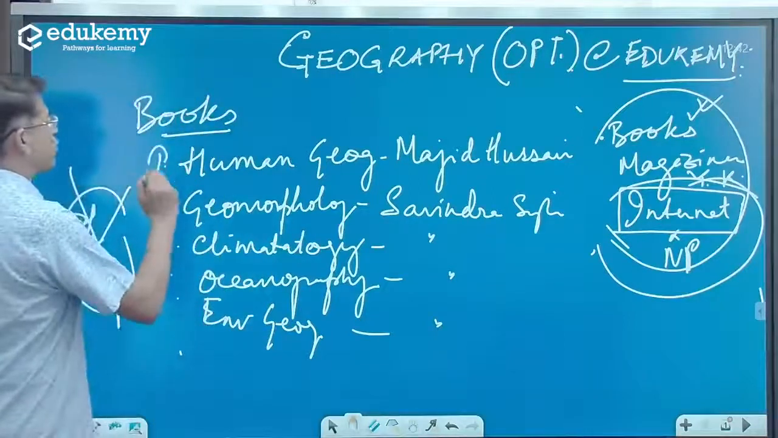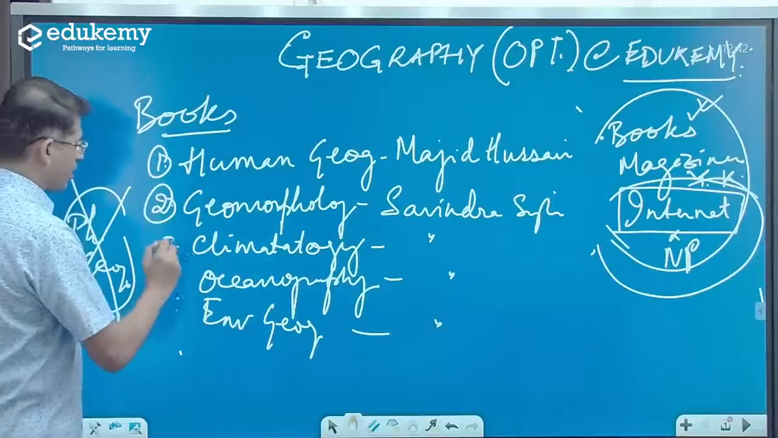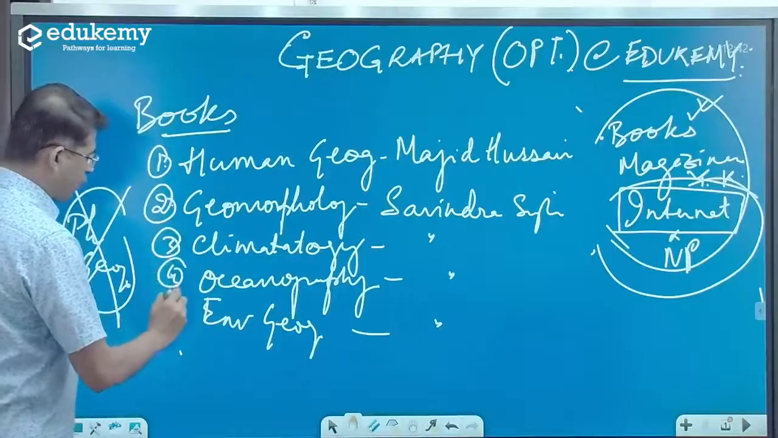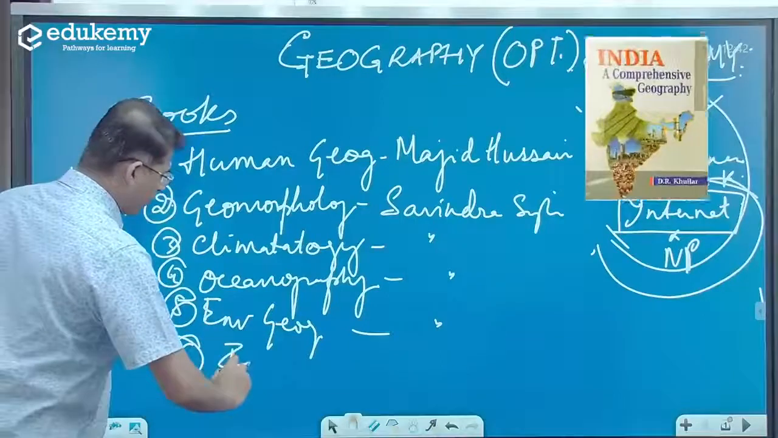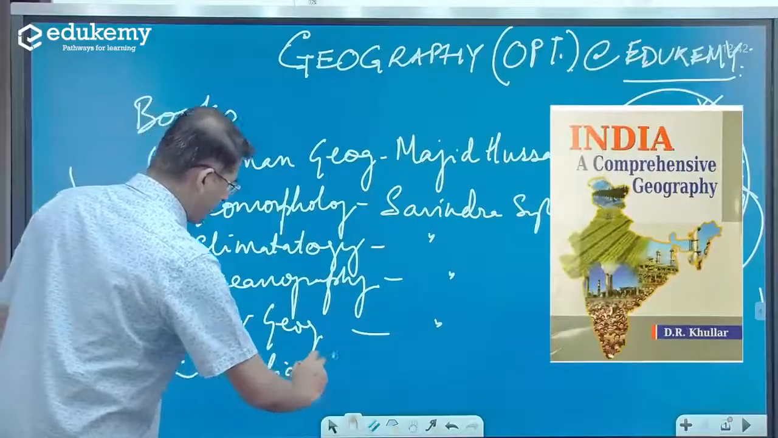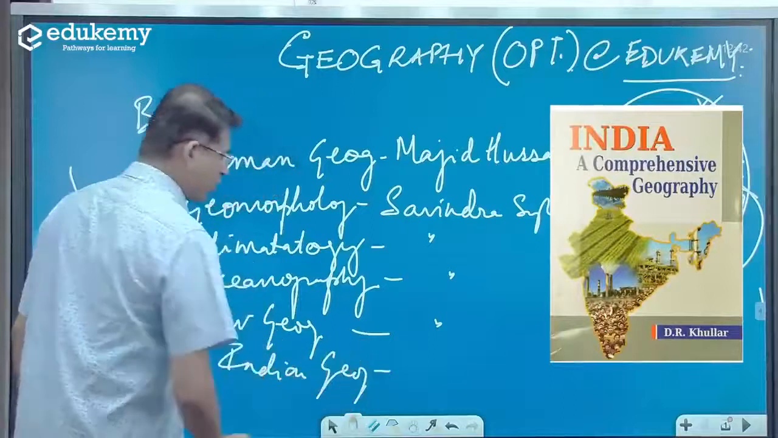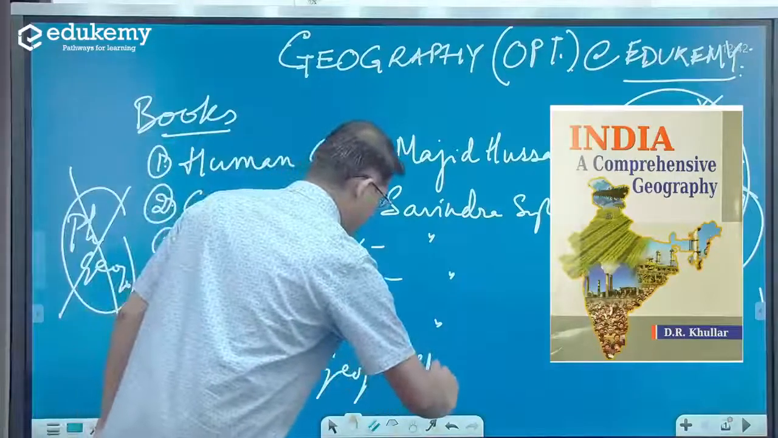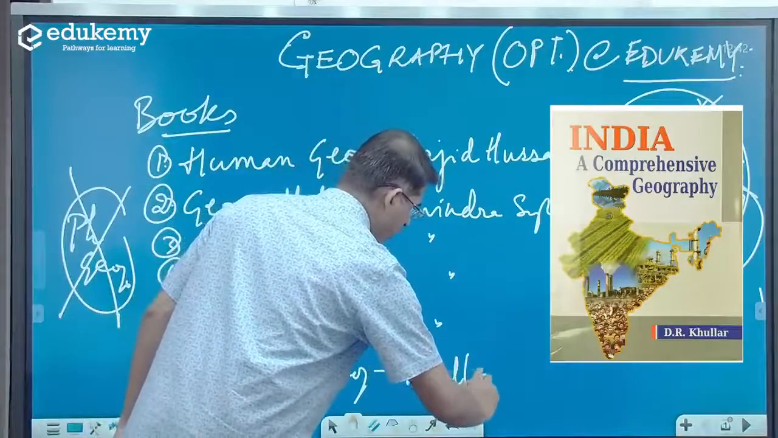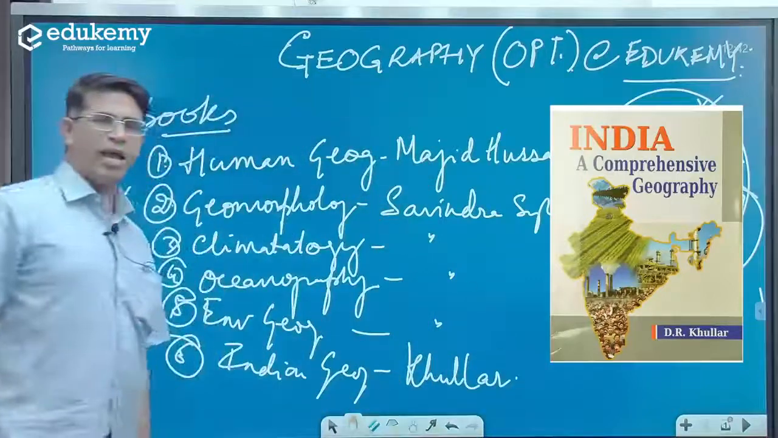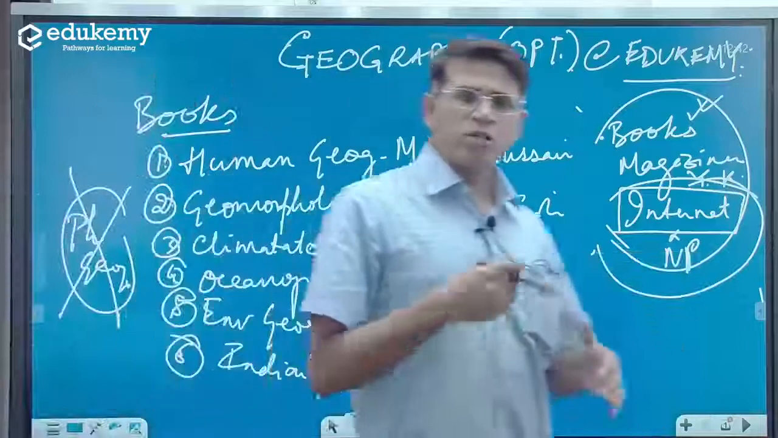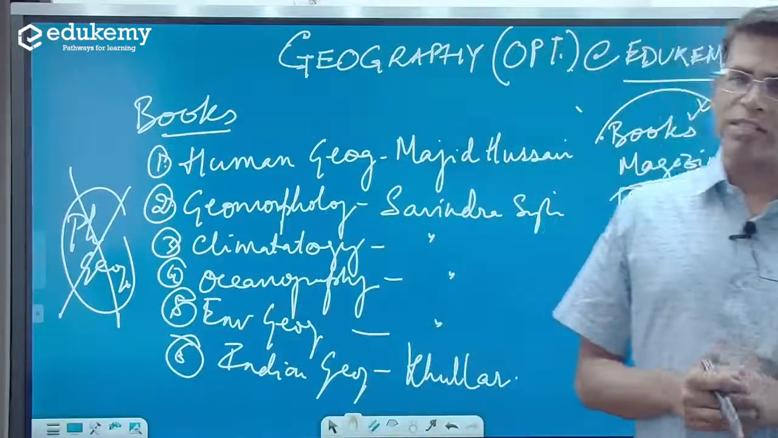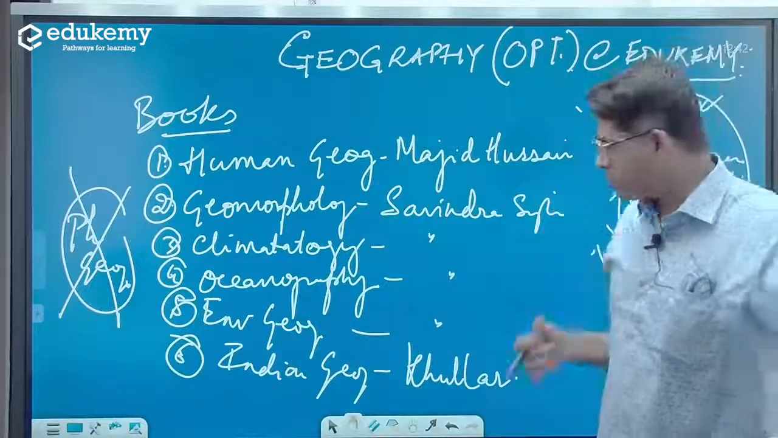So this is the first book you must buy, the second book, the third, the fourth, the fifth, the sixth book. We require a book for Indian geography. I would recommend the book by Khullar, K-H-U-L-L-A-R, D.R. Khullar's textbook. There is also a book by Majid Hussain on this, but that's your choice. My personal choice is Khullar.